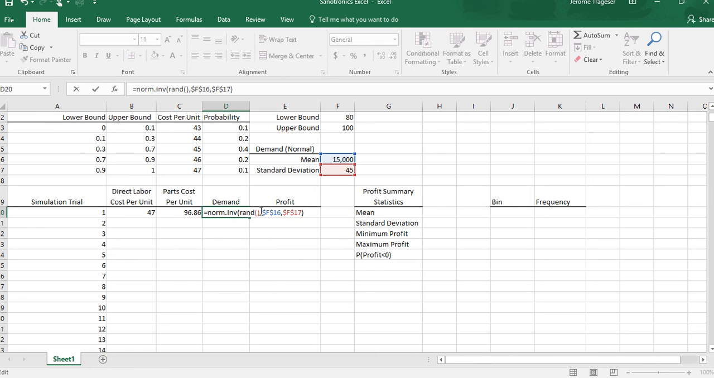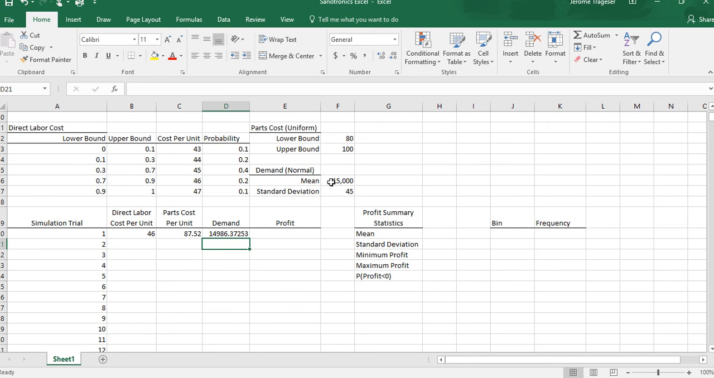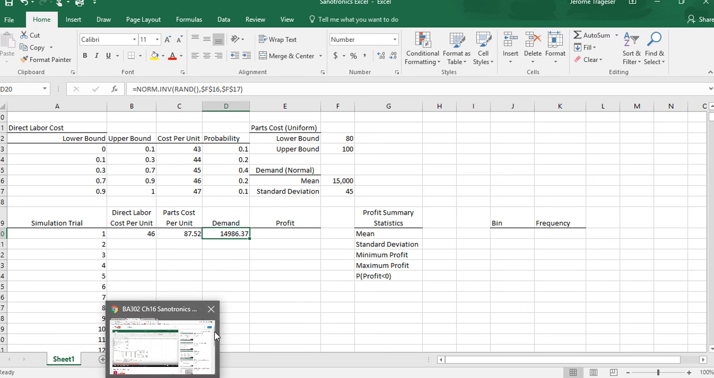Close parentheses. And again, this will give us a randomly generated value that's normally distributed around a mean of 15,000 with a standard deviation of 45. Again, we can take away a few of those decimals. And we see again we have changes to our other columns because of this random generation. Okay. So now we're going to go on to the profit equation.